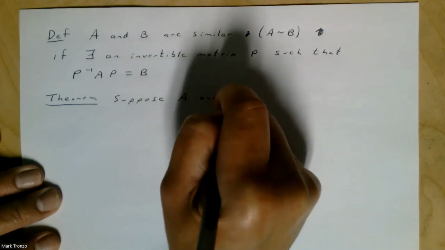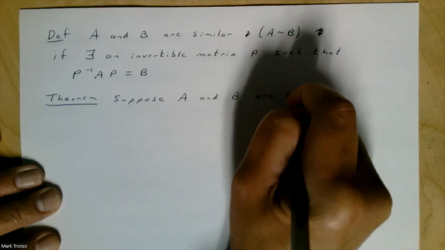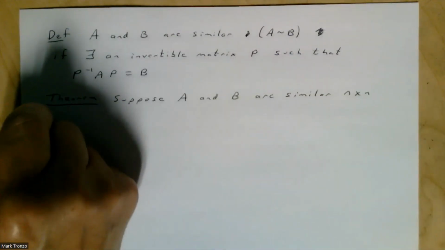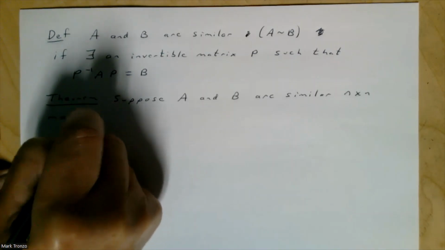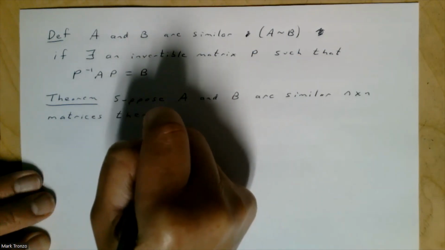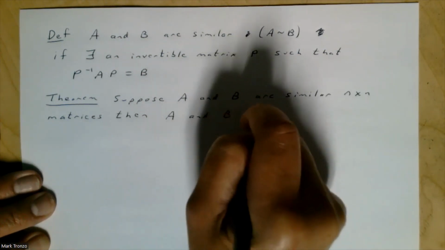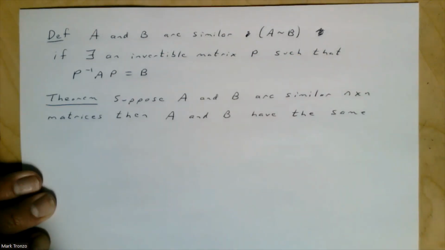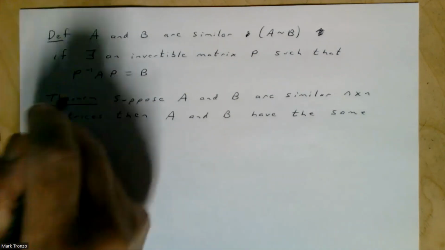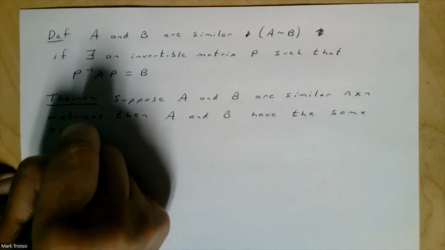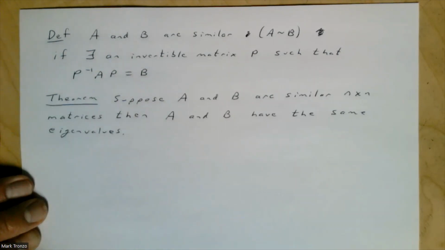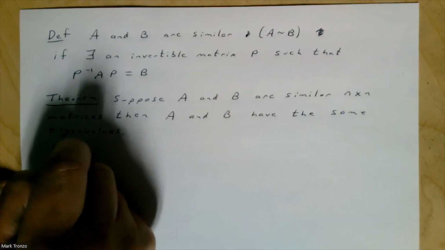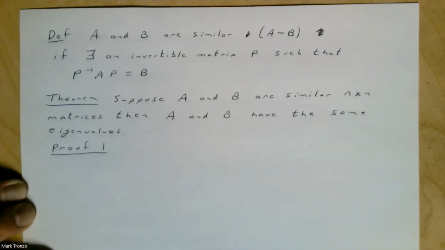Suppose A and B are similar n by n matrices, then A and B have the same eigenvalues. There are actually a couple of different ways to prove this. I don't know if I'll have time to do the second proof. Let me just call this proof 1 for now.